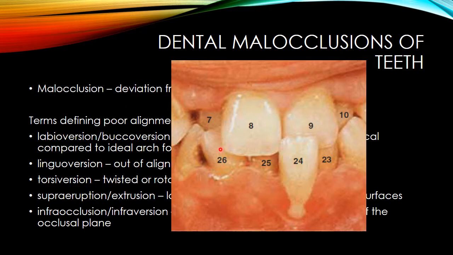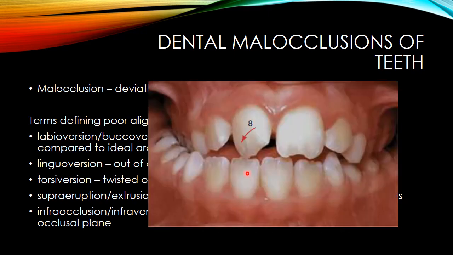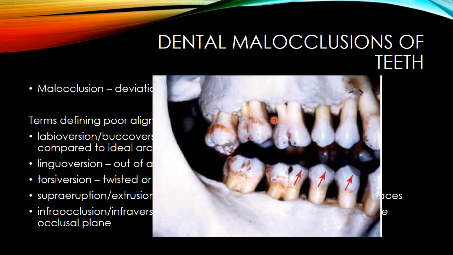So in this clinical picture, the mandibular left central is labioverted, while the maxillary right central is lingoverted. In this picture, the maxillary right central is rotated or torsiverted. The maxillary third molar is supraerupted.